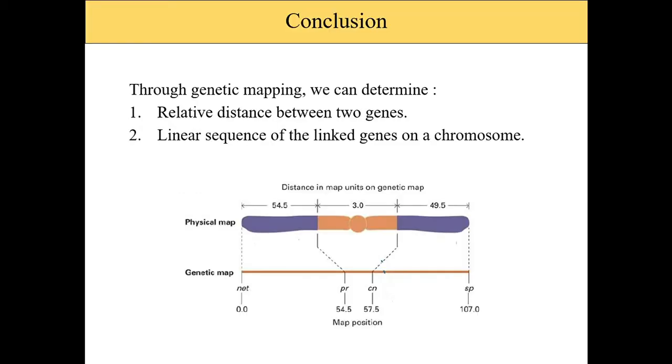And lastly, to conclude this subtopic, so through genetic mapping, we can determine the distance between two genes on the same chromosome. We also can find the linear sequence of the linked gene on a chromosome. So this would help the study of genetics. So this means we have reached the end of this chapter.